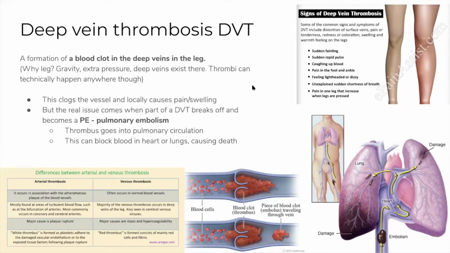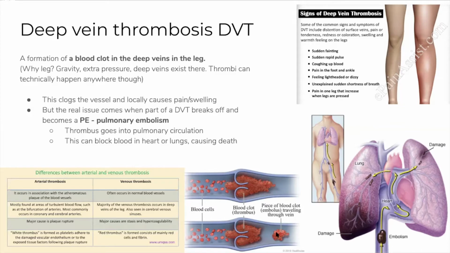So what happens is a blood clot forms, it clogs the vessel, and it causes pain and swelling because blood can't move through anymore, and it starts to hurt a lot. This can result in rapid pulses, patients fainting, coughing up blood, having a lot of pain in their foot, ankle. But the real issue comes when part of this thrombus breaks off and becomes an embolus. So by the way, a thrombus is a blood clot, and the piece of the clot that comes off of it is called an embolus.